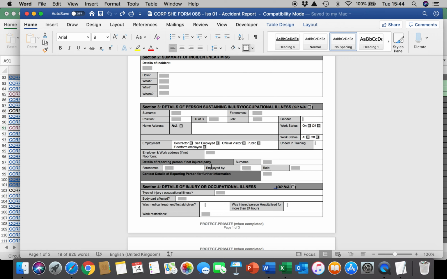Okay, the person reporting the injury. So that's the person who's had the injury. This is the person reporting the injury. Okay, so again, surname, forename, apply that, what their role is, and contact details.